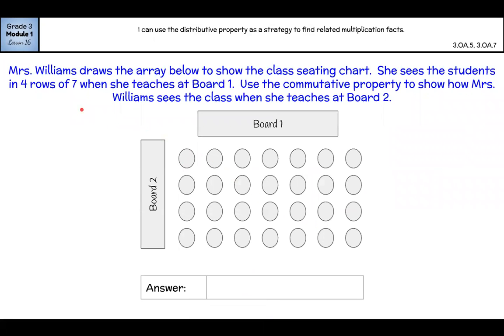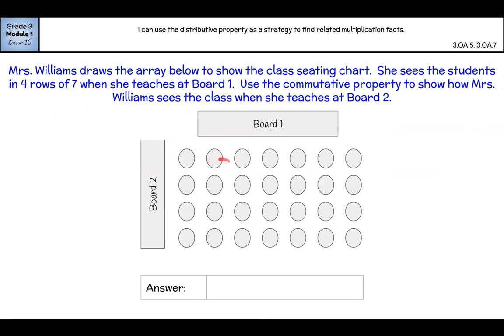This one says, Mrs. Williams draws the array below to show the class seating chart. She seats the students in 4 rows of 7 when she teaches at board 1. So that would be one group of 7, two groups of 7, three groups of 7, four groups of 7. Use the commutative property to show how Mrs. Williams sees the class when she's over here.